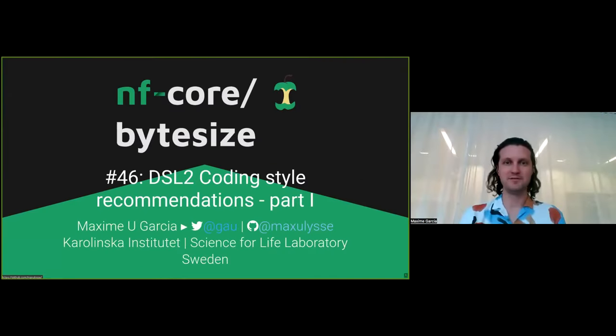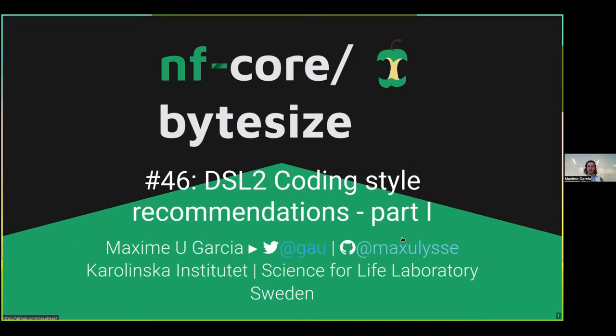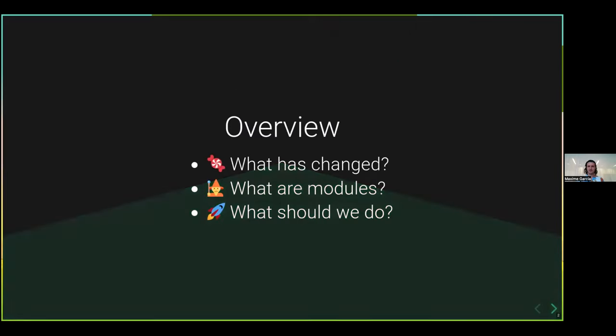So hello, everyone. Maxime here. Today I'm doing another talk about DSL2. This time I will try to focus a bit more on some coding style recommendations. I will not talk much about syntax, but more about organization of the code. Quick overview: first, what has changed with DSL2? Second, what are modules? And third and last, what I think we should do with that.